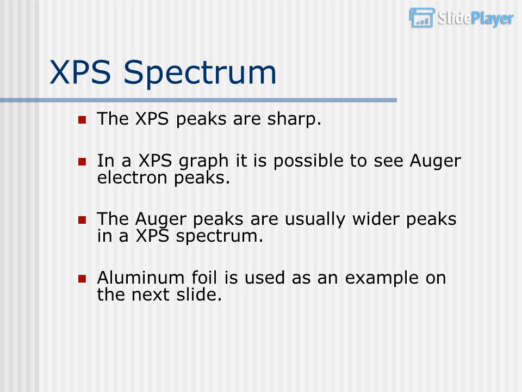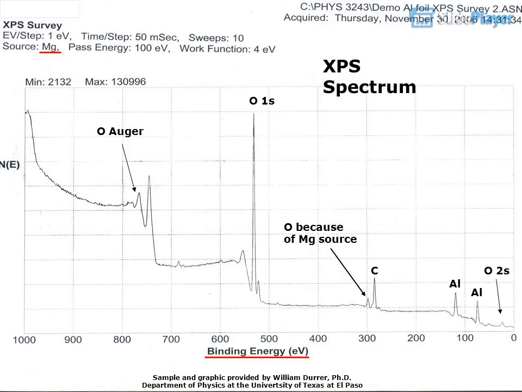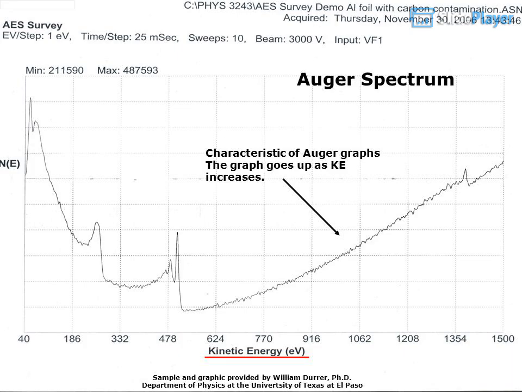Aluminum foil is used as an example on the next slide. XPS spectrum: O1s, Auger O, because of Mg source, CO2, Al. Sample and graphic provided by William Durer, Ph.D., Department of Physics at the University of Texas at El Paso. Auger spectrum, characteristic of Auger graphs. The graph goes up as K increases.